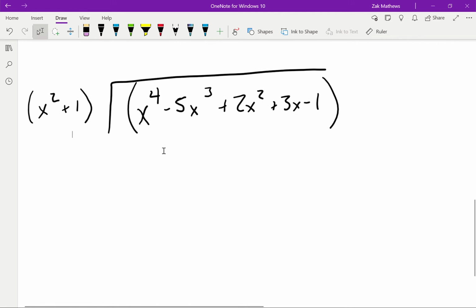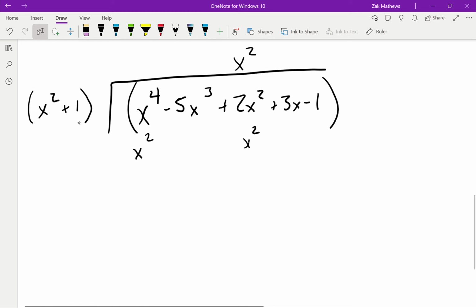Alright, so the first thing I'm going to do is the same step as I've been doing. X to the 4th divided by x squared is what? It is x squared. Now I'm going to multiply. Notice how I'm keeping things lined up. That is not mandatory, but I think it does make your life a lot easier. So x squared times x squared is x to the 4th. X squared times 1 is x squared.